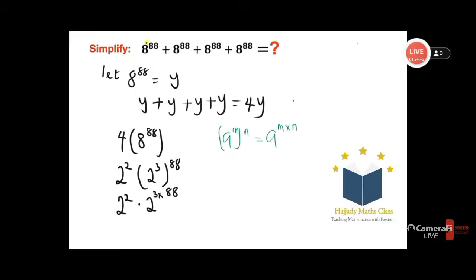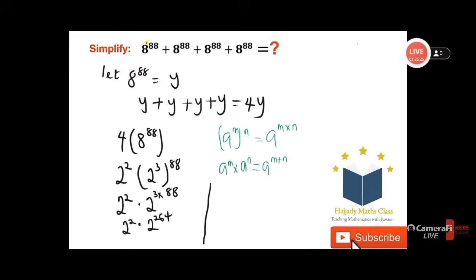So this is the same thing as saying 2 to the power of 2 times 2 to the power of 264. So using the rule of indices also that says that a to the power of m multiplied by a to the power of n is the same thing as saying a to the power of m plus n, finally I'm going to have 2 to the power of 2 plus 264. And lastly, I'm going to have 2 to the power of 266. So this is going to be my final answer.